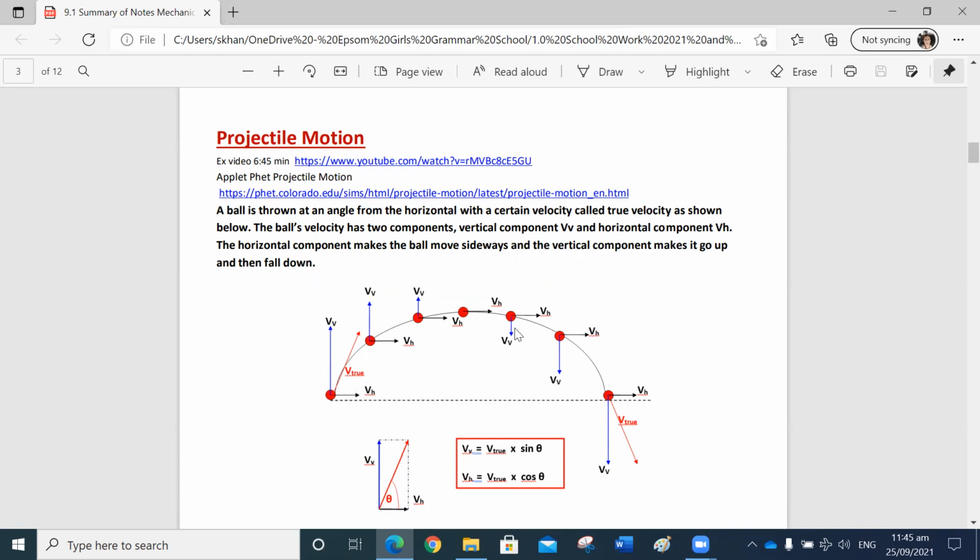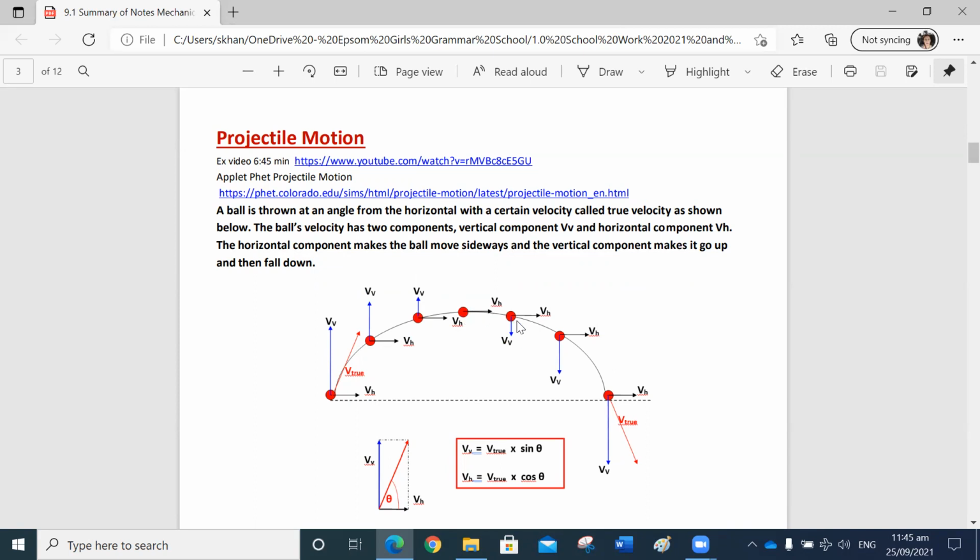If you look at the horizontal velocity component, they all have the same value, or horizontal velocity is constant. Reason being, there is no friction in air, or it's so small that we ignore it. However, because there's a gravity force acting, while the ball is going up, vertical velocity is decreasing. And then at the very top, vertical velocity becomes 0, but it will still have the same horizontal velocity.